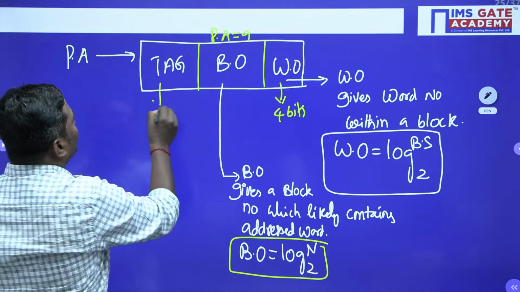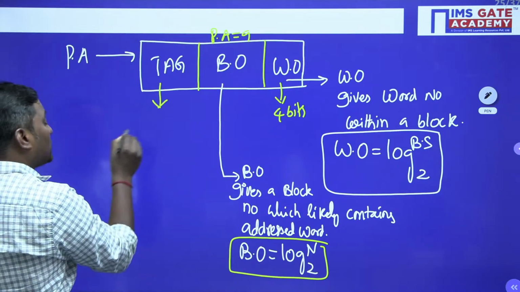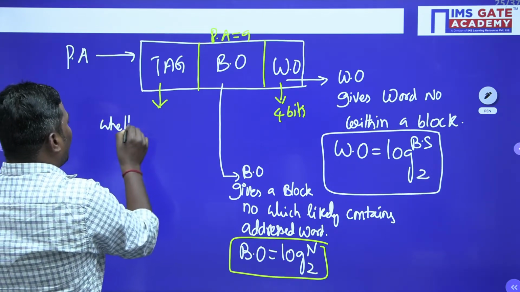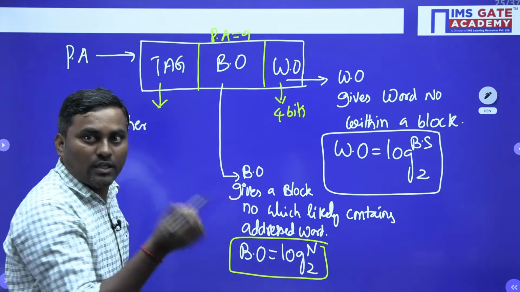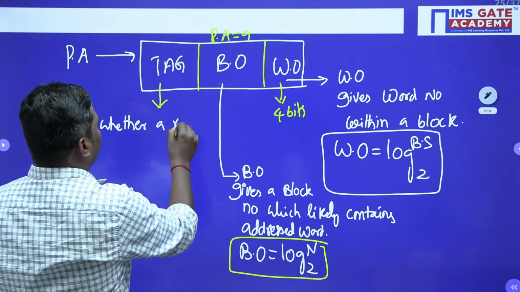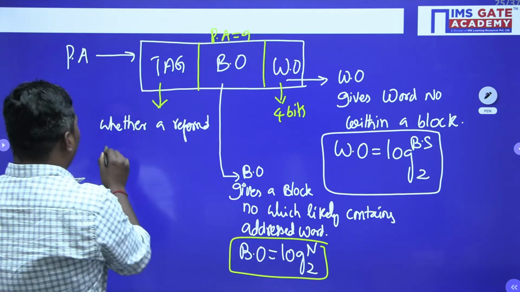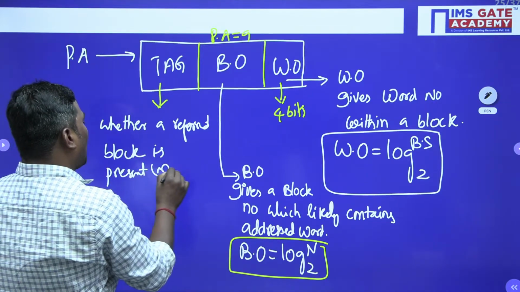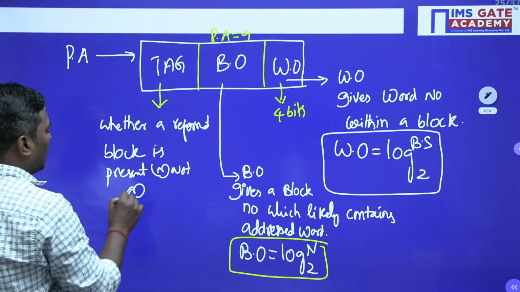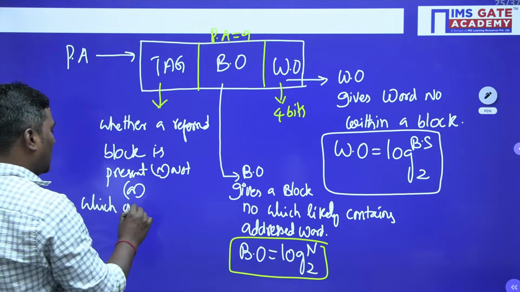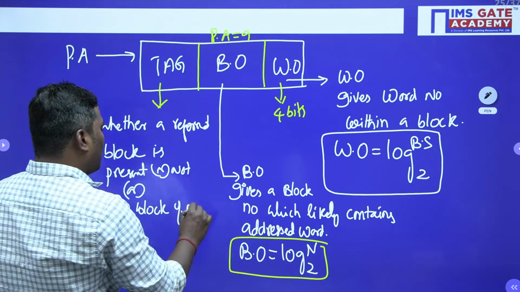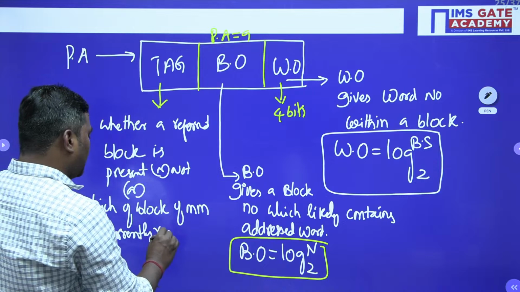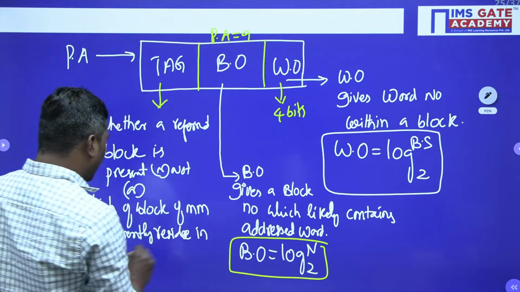The last one gives the tag. The tag defines whether the referred block is present in cache or not. Or, another way to understand: which block of main memory currently resides in cache memory. This you understand.